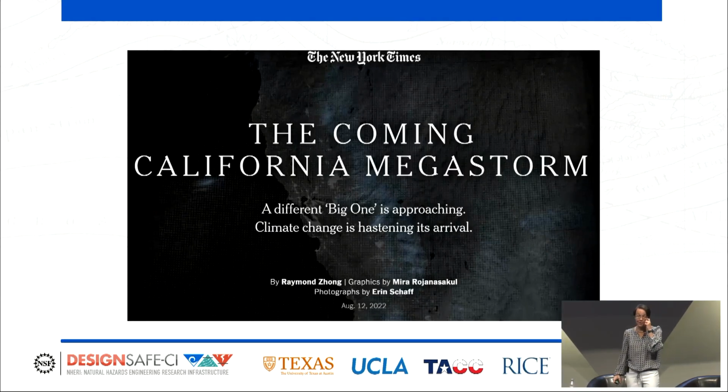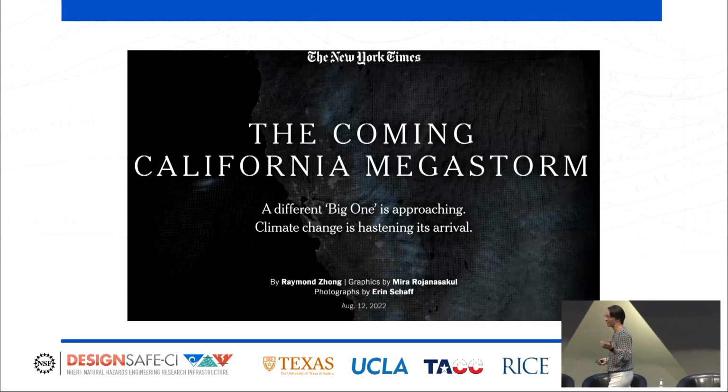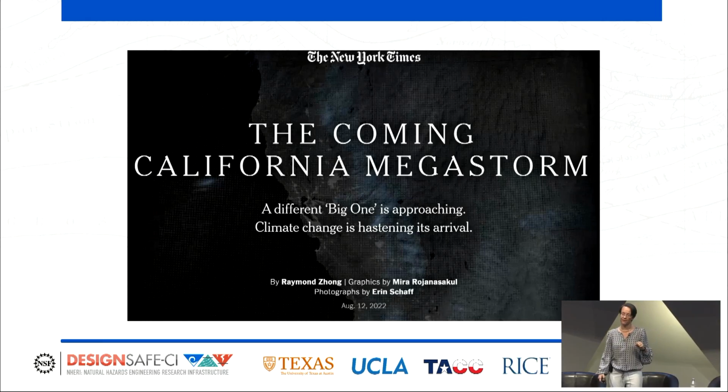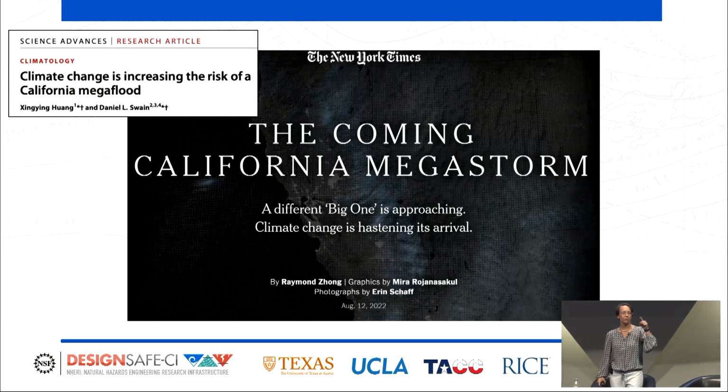The last example here actually comes just from this August. And in fact, it comes from a New York Times cover story from August 12th, the coming California megastorm. For years, we've talked about the big one in California, and it always meant an earthquake. But these climate scientists are arguing that a different big one is coming, and it's these large storms, megastorms, that can cause significant damage. Maria Esteva, our data curator, saw this in the New York Times and linked it back to a science article.